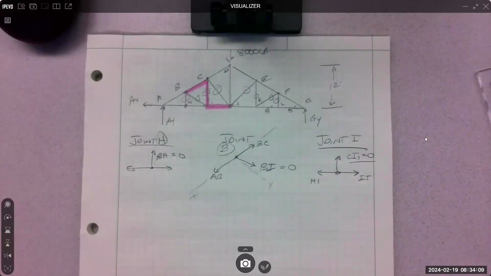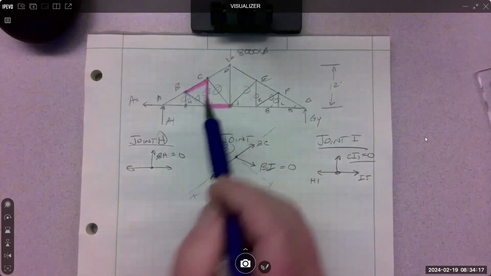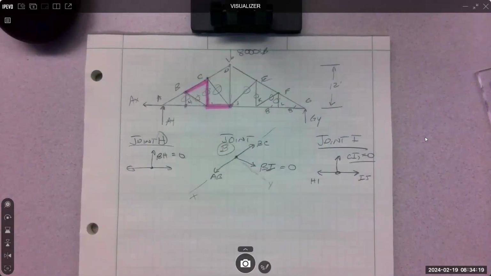All right, so it's good to think about zero force members before you start, because they can help. It only helped a little, solved one. But that will help when we draw our section after we do our reactions.